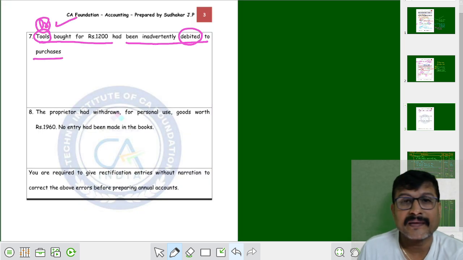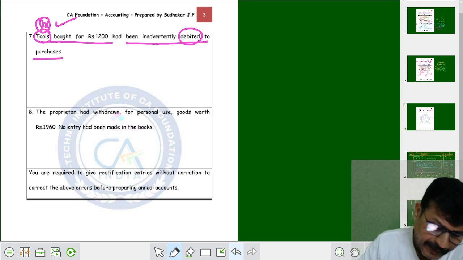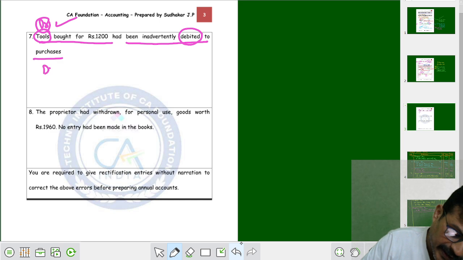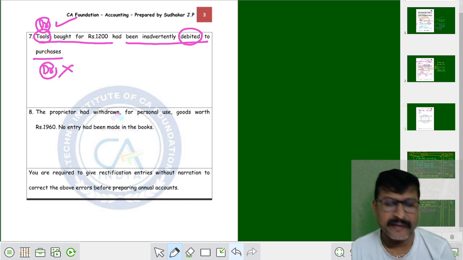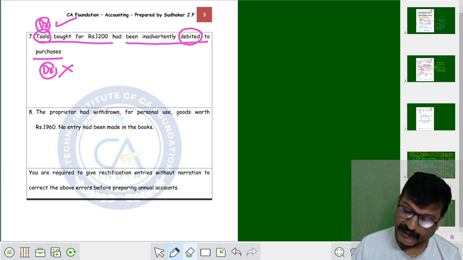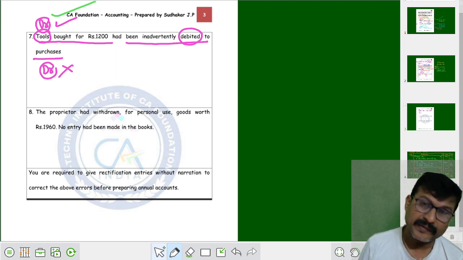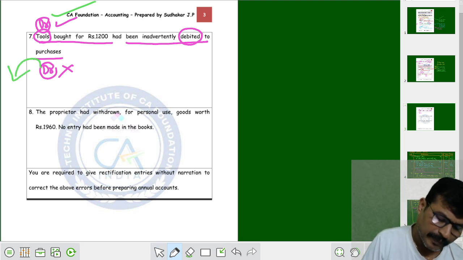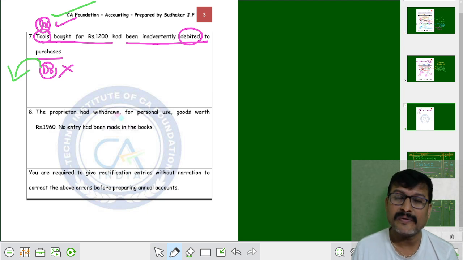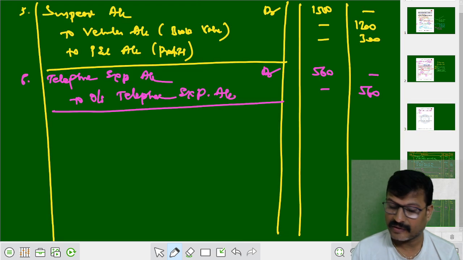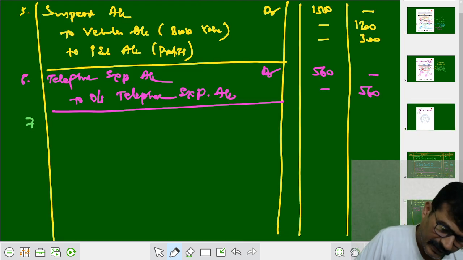Correct debit. But where you have debited the purchases, then what is it? It is a wrong debit. Then now what will our rectified entry be? Keep the correct in the same place, shift the wrong to the opposite place. Now what is the entry? Tools account debit to purchases account. That is entry number 7.